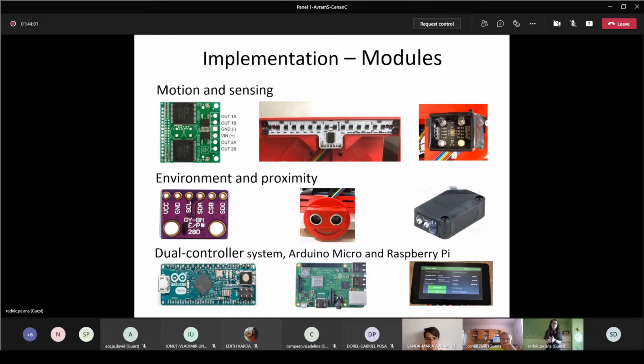Some of the components used in the robot are presented on this slide. For the motion and the sensing part, we have a dual-channel motor driver, an array of 16 line sensors, and a color sensor composed of 64 photodiodes with red, green, and blue filters applied. Obstacle avoidance and environmental measurements are done using these types of sensors. The robot uses a dual controller system composed of an Arduino Micro for low-level sensor connectivity and a Raspberry Pi for the visual interface and speeches.